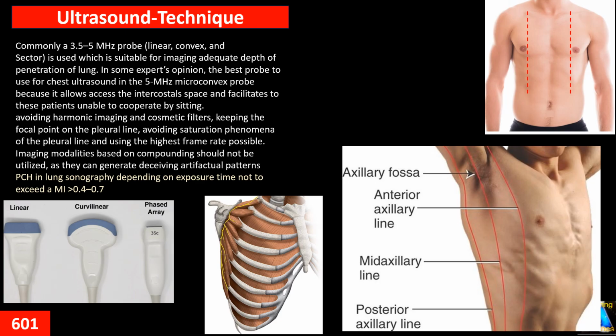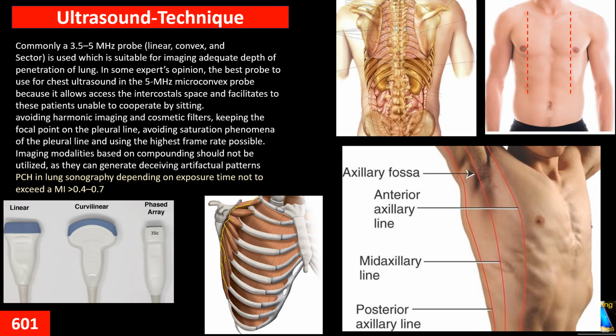Now let's go for the ultrasound of the lung. First, our probe. Generally, we can use any type of probe, including linear, convex, or phased array, or echo probe. But the best way for ultrasound of the lung is convex.